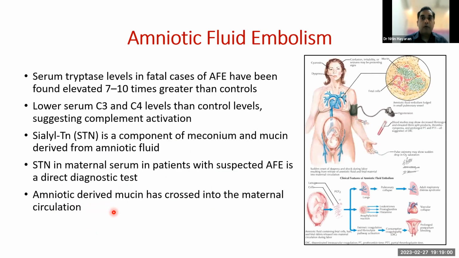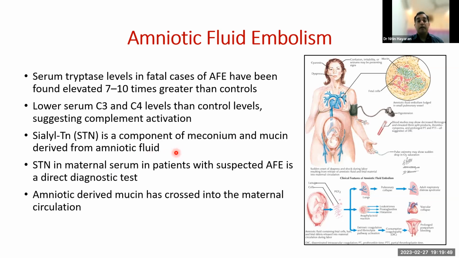Another important thing is amniotic fluid embolism, which usually occurs in the last third trimester. If we suspect an amniotic fluid embolism, biomarkers that may help are the serum tryptase levels, which are usually around 7 to 10 times higher in patients with a very lethal amniotic fluid embolism, as well as lower complement levels like C3 and C4, suggesting there is usually complement activation during the embolism. Sialyl Tn antigen is a component of meconium and mucin derived from amniotic fluid. It is a very sensitive indicator, or biomarker, for the diagnosis of amniotic fluid embolism.